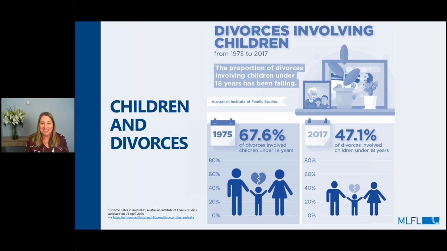So let's start with some statistics. Of the people going through divorce, 47% of those divorces involve children under 18 years of age. The Australian Institute of Family Studies tells us that the divorce rate is higher for those couples in the age group 25 to 29 years, and that after the age of 55, couples become increasingly less likely to make an application for divorce.